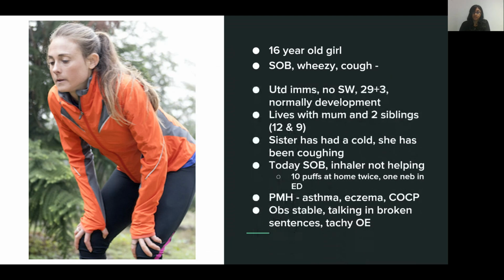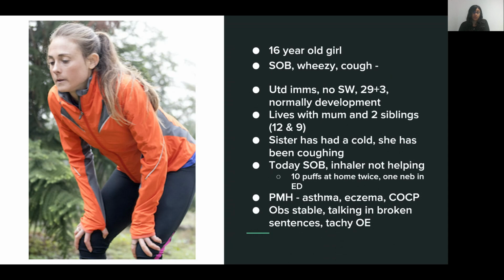So this is the information we get. That first line means up to date with immunizations, no social worker, born prematurely at 29 weeks and 3 days, but has had normal childhood development. This girl lives with mum and her 2 siblings. Her sibling has had a cold, and this child has been coughing. Today, she was a bit more short of breath than normal, felt she couldn't really breathe, has had 10 puffs of the inhaler at home, does have a background of asthma, and her obs are relatively stable.